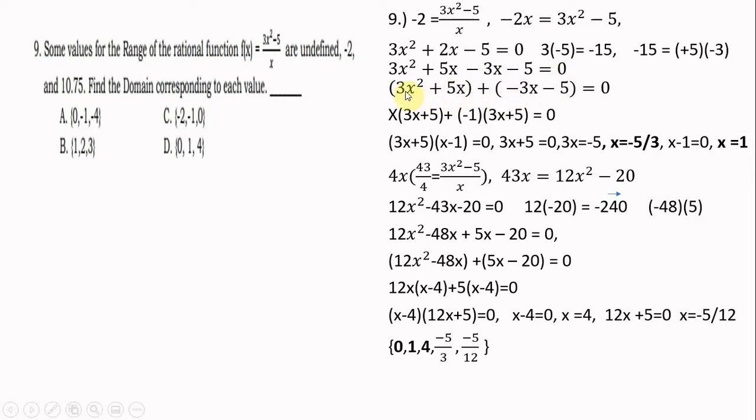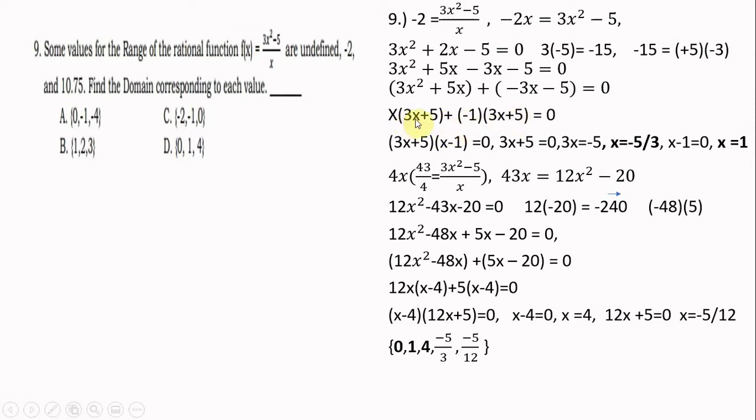Then find out the common monomial factor of this. So it's x. So x, 3x squared divided by x, that's 3x. 5x divided by x, that's 5. So x times quantity 3x plus 5, plus the common monomial factor of this is negative 1. So negative 3x divided by negative 1, that's positive 3x. Negative 5 divided by negative 1, that's positive 5.